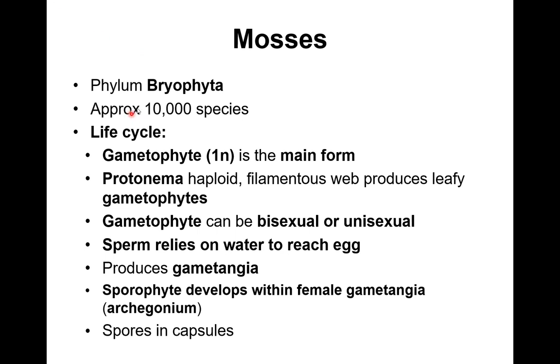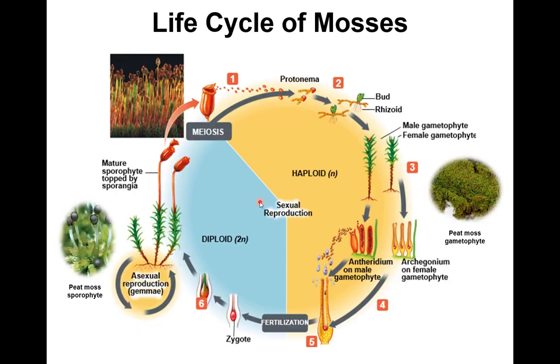So mosses, they do belong to the phylum of Bryophyta. They are fairly successful overall. You have about 10,000 species now present on Earth. And when we look at the life cycle, I'll show you directly on this picture, summarizing again what we already mentioned. The life cycle, again, big part of the life cycle is taken by the gametophyte.